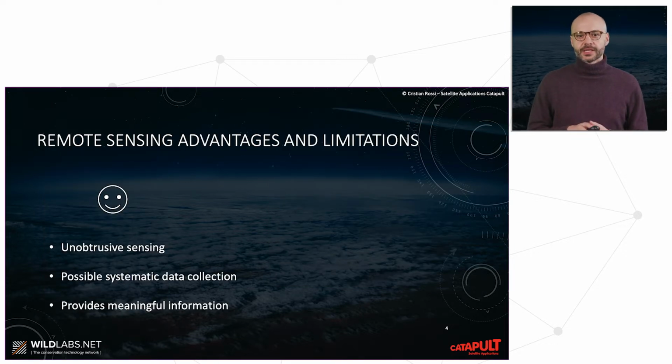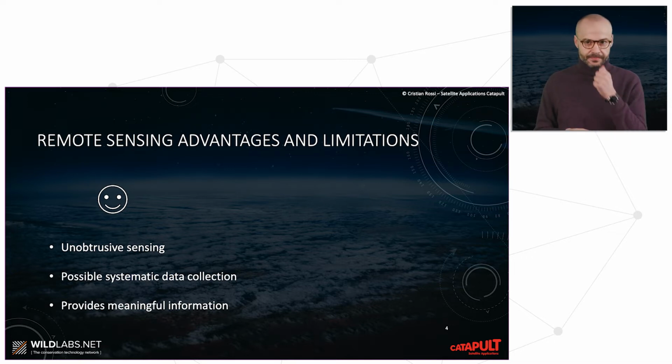Let's have a look at advantages and limitations of remote sensing. Remote sensing, by definition, is unobtrusive. So we do not touch the surface. We sense remotely. This is a clear advantage because we do not need to be specifically there. Another big advantage is that we can systematically collect data. So that means that we can capture data when we want, at the time that we want. In this way, we can provide meaningful information of whatever we are targeting.